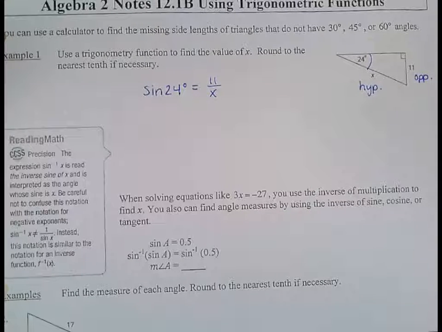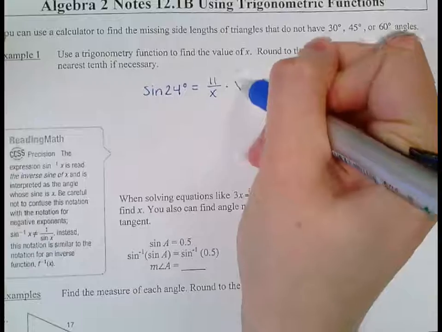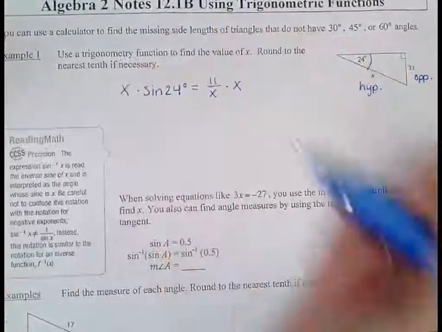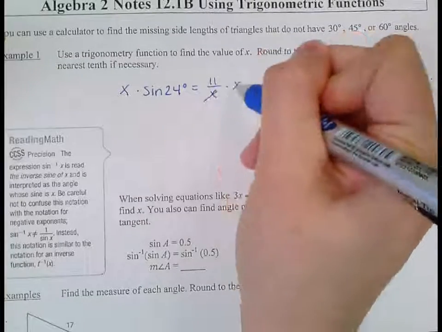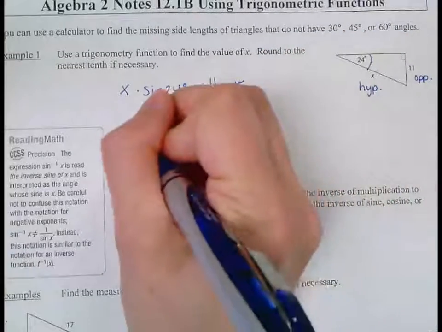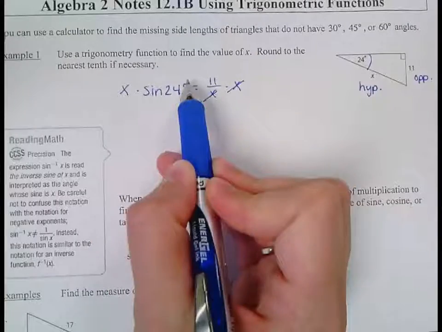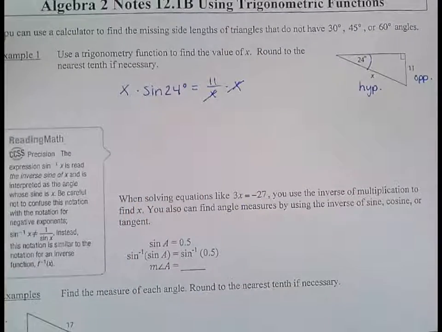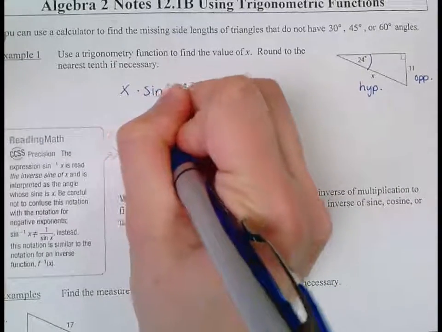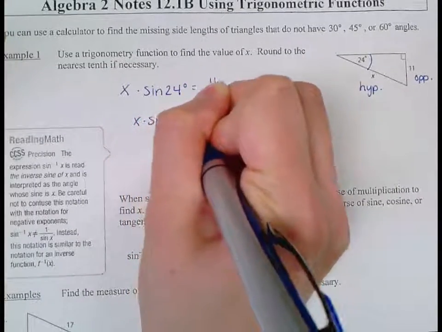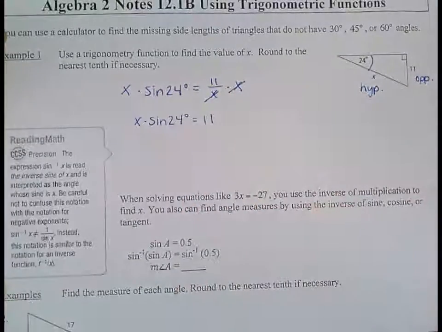I'm hearing a lot. Somebody raise your hand. What would you do first? Abby? Yes. X is currently in the denominator. Get it out of the denominator. You can do that by multiplying both sides by x. So I'm not going to calculate sine of 24 right away because then I would be approximating it. I'm going to do all of that at the very end. So I have x times sine of 24 degrees is equal to 11.